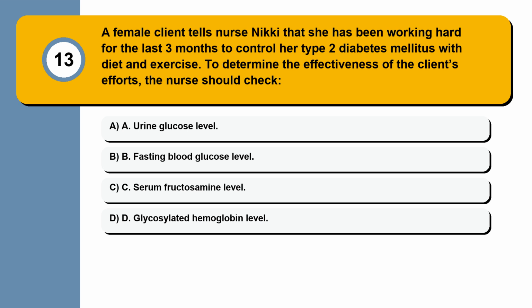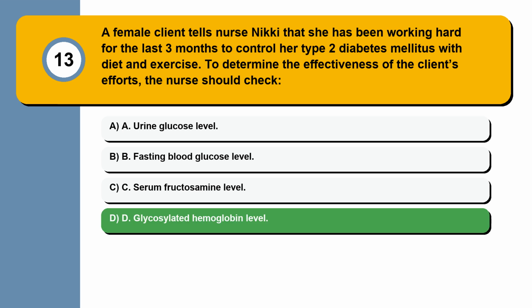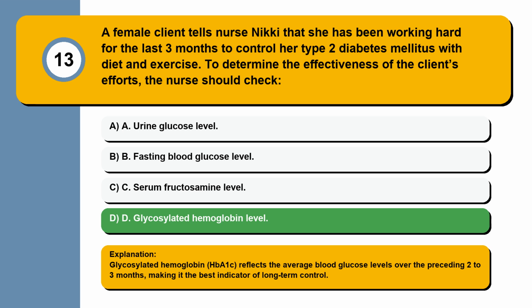Question 13. A female client tells Nurse Nikki that she has been working hard for the last 3 months to control her type 2 diabetes mellitus with diet and exercise. To determine the effectiveness of the client's efforts, the nurse should check A. Urine glucose level. B. Fasting blood glucose level. C. Serum fructosamine level. D. Glycosylated hemoglobin level. Glycosylated hemoglobin, HbA1c, reflects the average blood glucose levels over the preceding 2 to 3 months, making it the best indicator of long-term control.